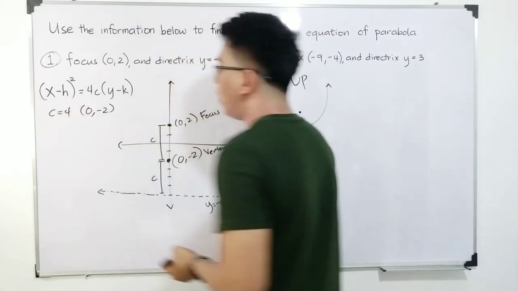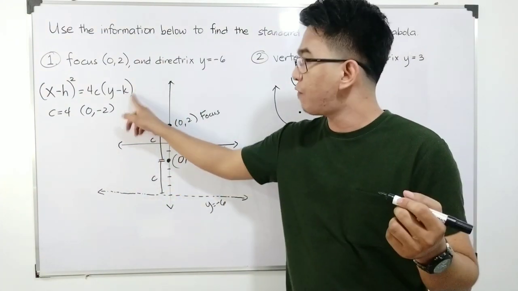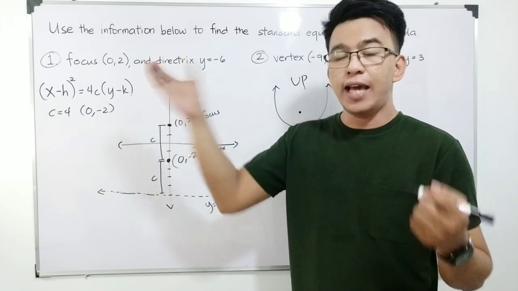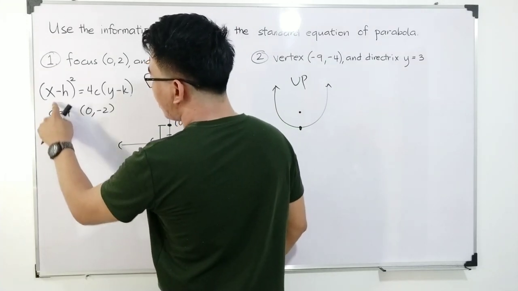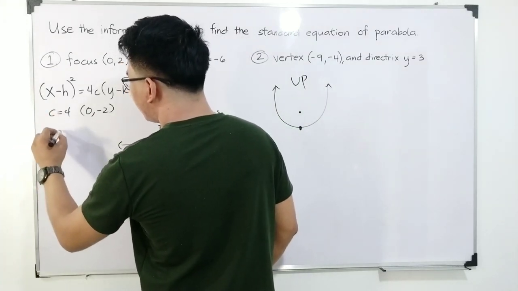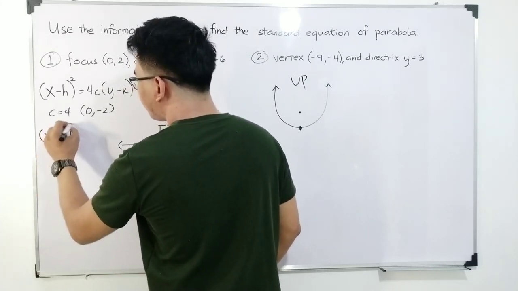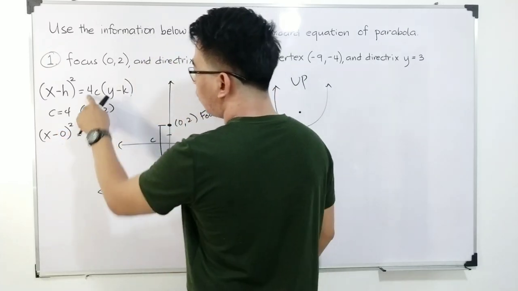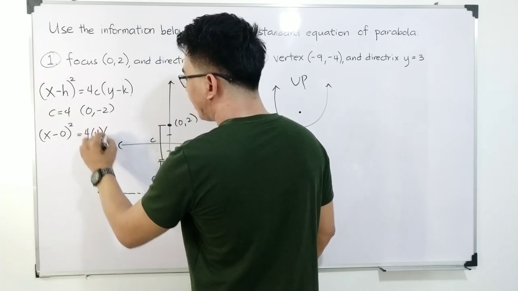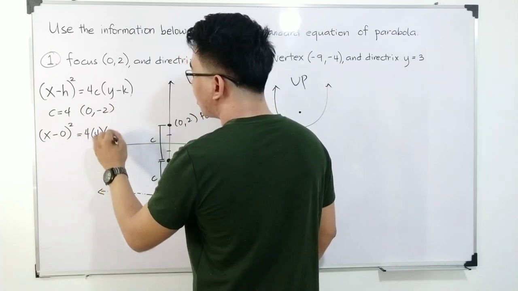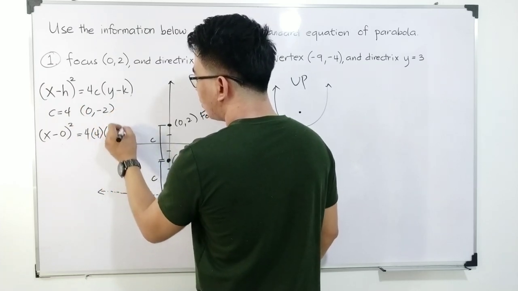Now we have the value of c, which is equal to 4, and your vertex is equal to 0, comma, negative 2. Now, we are ready to substitute those values sa mismong standard equation na meron tayo if the parabola opens up and the vertex is not at the origin. So, substitute natin. Unay natin ito, x minus h, okay? Yung h natin is 0 squared is equal to 4 times your c, which is 4. So, times 4 times y minus your k, which is negative 2. Negative times negative is positive, so this is plus 2.